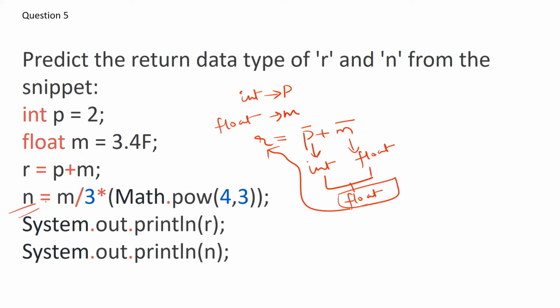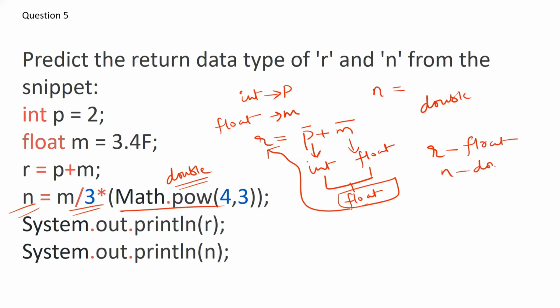And now comes this particular statement, N equal to. So guys, it is very easy. We can easily predict that we are having Math.pow. For the pow function, we are having return type as double. So for any operation being performed on this double data value, we can say that data type of variable N is also double. So we can write here the answer: for R, it is float, and for N, it is double.